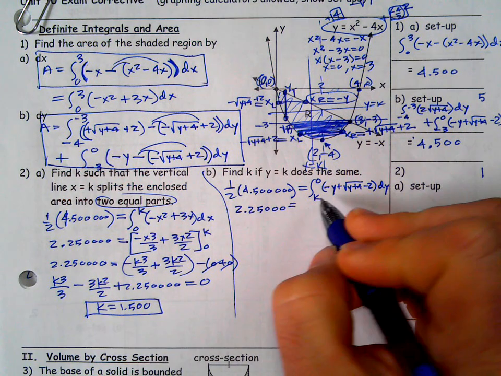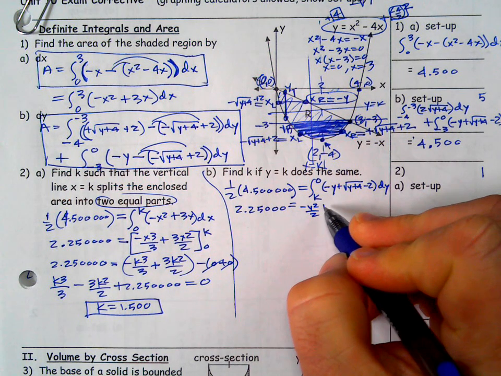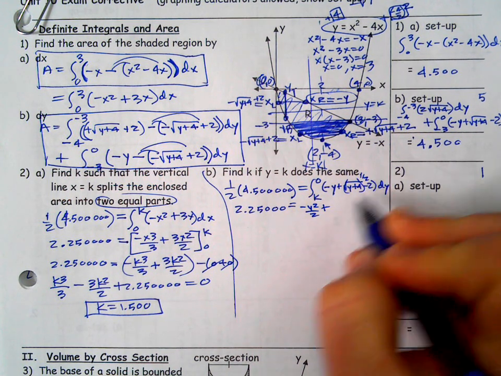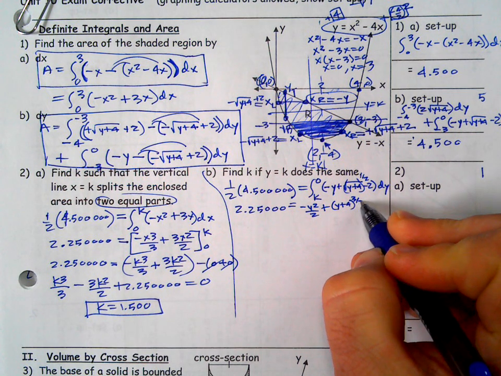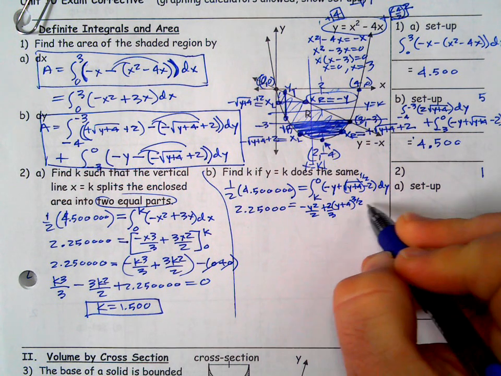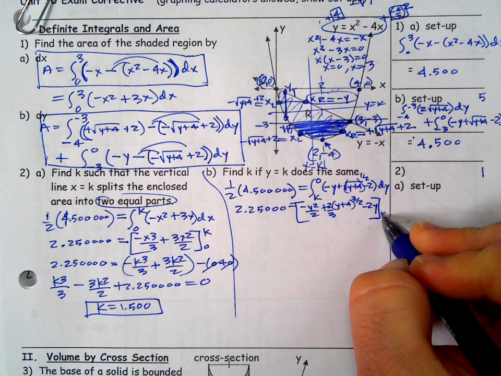Then we got to integrate this. So negative y squared over 2 plus, this is to the 1/2, y plus 4, all in parentheses, to the 3/2, divided by the new exponent, minus 2y, and it's k to 0.